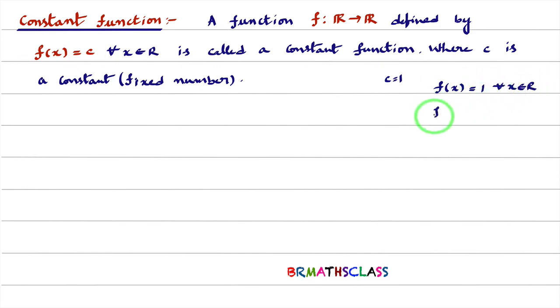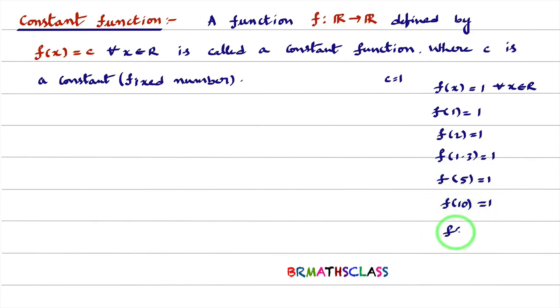It tells that f of 1 is 1. f of 2 is also 1. f of 1.3, that is also 1. f of 5 is 1. f of 10 is 1. f of 30 is 1. f of 1 lakh, that is also equal to 1. What I am trying to say, the function is defined as f of x equal to some fixed number. What is x? x is any real number. You can understand this more clearly with this example.